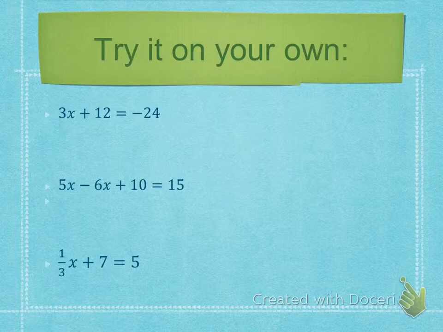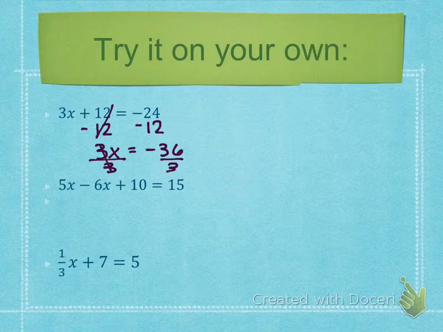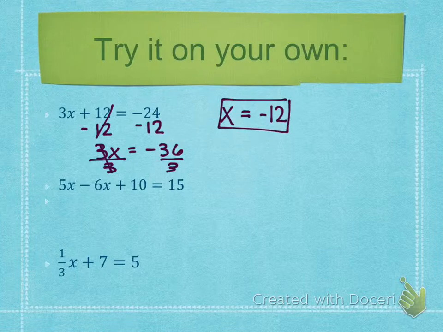Okay, so let's work on these. I want you to tell me what you did first. JT, on this first problem here, what did you do? I did minus 12 on the other side. Perfect. He subtracted 12 on both sides. So now we have 3x is equal to what? Negative 36. Okay, Kim, what did you do now? Perfect. Divide by 3 on both sides. And what does x equal? What kind of 12? Negative 12. Very good.